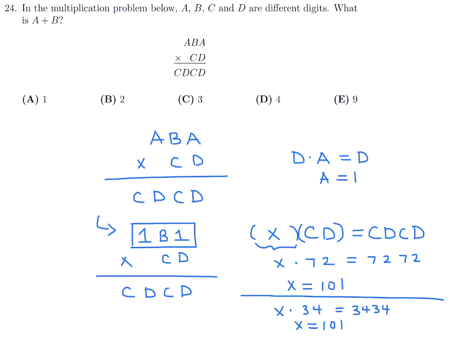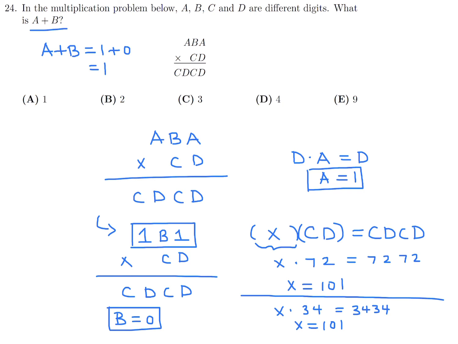And that basically means that B is 0. And A, we established earlier, was 1. So they want you to find A plus B. Well, A plus B is equal to 1 plus 0, which is 1. And therefore, number 24, the answer is A.